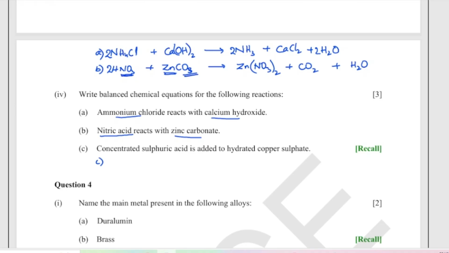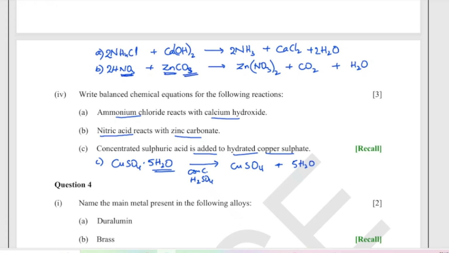Then the last one: concentrated sulfuric acid is added to hydrated copper sulfate. So we are taking hydrated copper sulfate, that is copper sulfate pentahydrate, and you are going to treat it with concentrated sulfuric acid, which will remove these water molecules, and finally we get CuSO4, and those water molecules get separated.